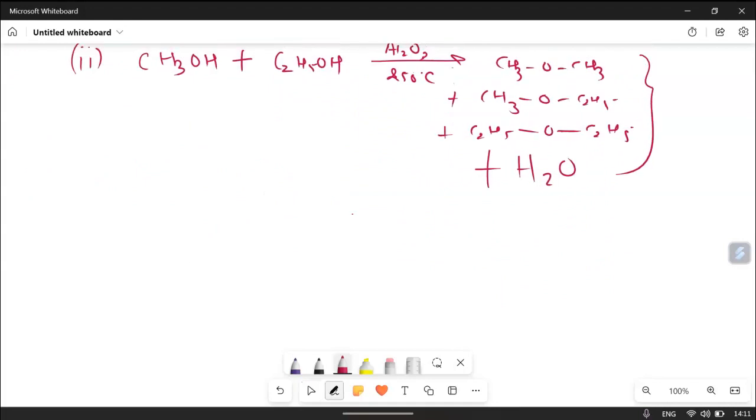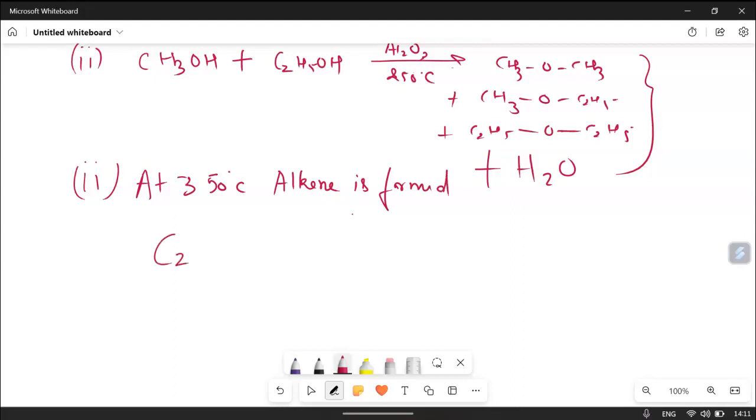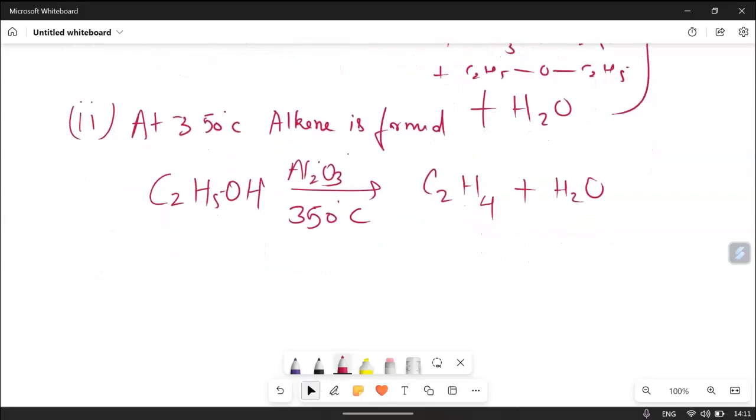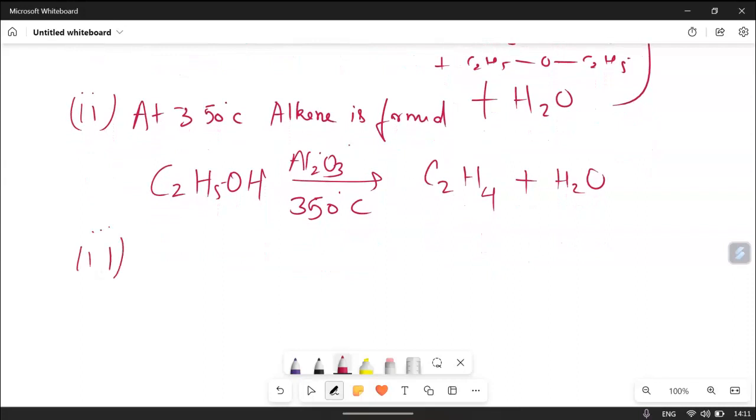The next reaction which we are going to discuss is at 350 degrees Celsius, where alkene is formed. For example, C2H5OH in the presence of Al2O3, not 250, at 350 degrees Celsius, it will form alkene plus water molecule. Reaction occurs.